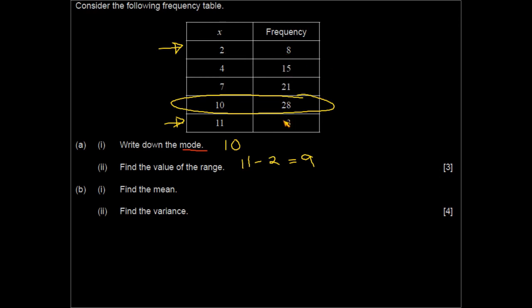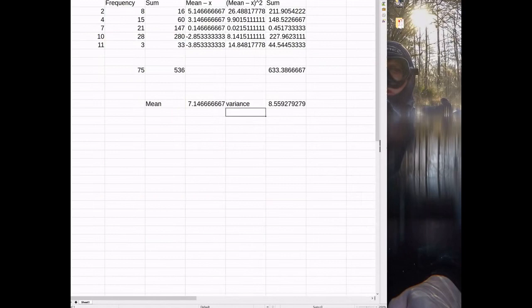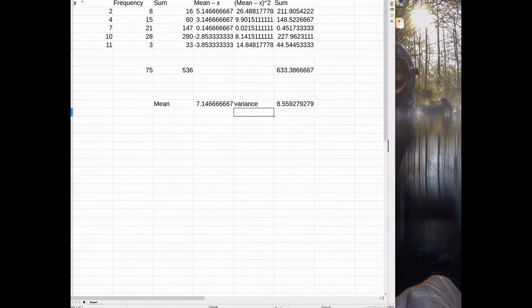So what I've done is I've used a spreadsheet for that. You can see here I've got my value of x here, my frequency here, and then I've summed them here by doing 2 times 8 is 16, 4 times 15 is 60, and summed them all together. This is the sum of the frequencies, the 8, the 15, the 21, and I've divided them, and it's given me the mean here. You can also do this on your graphical calculator, where you put the data into the table and it will tell you the value of the mean, which is 7.15.